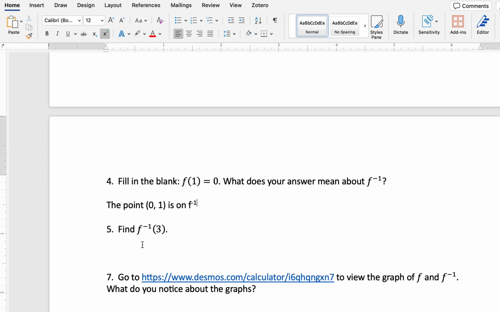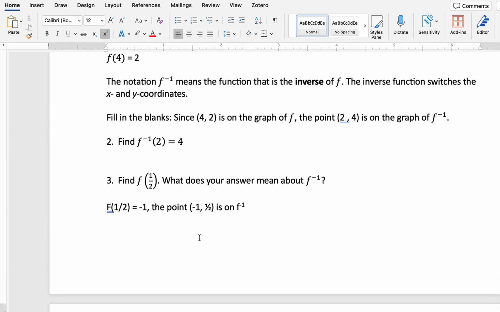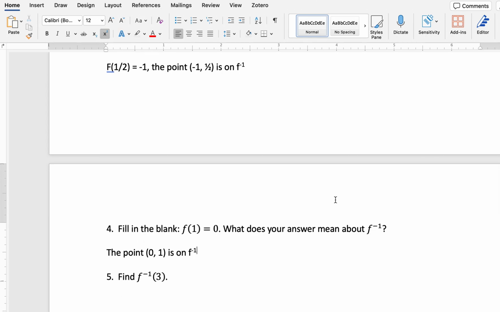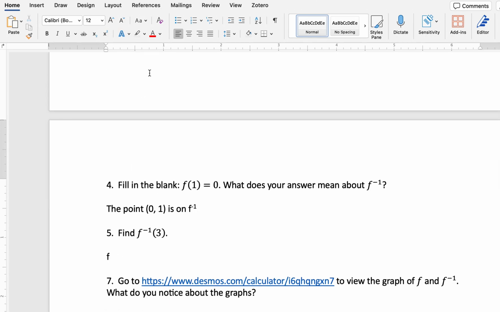Question 5 says to find f inverse of 3. So again, we're looking here at 3 being the y-coordinate on the original graph. So if 3 is the x-coordinate on the inverse, 3 is the y-coordinate on the original graph. So when I go to 3 on the y-axis and go across to the graph, I can see that the x-coordinate there is 8. So f inverse of 3 equals 8 because (8, 3) is on the original graph.